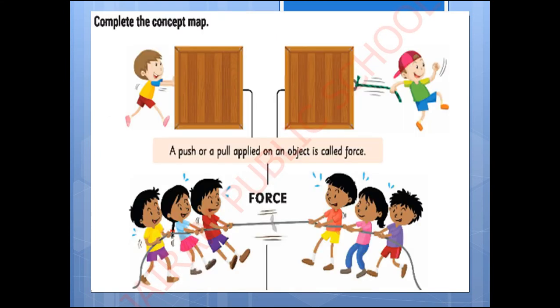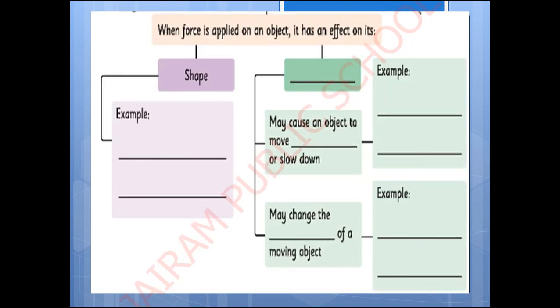Now we can complete the concept map. A push or a pull applied on an object is called force. So what happens when force is applied on an object? We push to move something away from us. We pull to move something towards us. So when force is applied on an object, it has an effect. So what are the effects? It changes its shape or its movement.